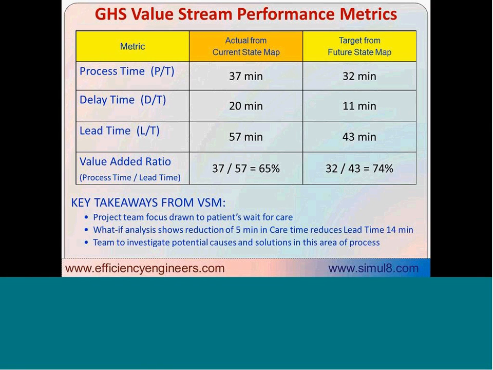Revisit the metric matrix, if you will. These are some numbers I populated from past iterations and use of this tool, where processing time, or the value-add time, was 37 minutes. Wait time 20, giving us an overall time of about 57 minutes. And that ratio was about 0.65, or 65%. By making a change, which I just illustrated, we see that our processing time drops about 5 minutes to 32, which makes sense. Wait time 11 minutes, which obviously drops our lead time to 43. So our net value ratio moves from 0.65 to 0.74, the direction we want to move in.